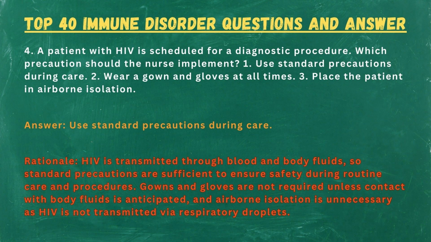Rationale. HIV is transmitted through blood and body fluids, so standard precautions are sufficient to ensure safety during routine care and procedures. Gowns and gloves are not required unless contact with body fluids is anticipated, and airborne isolation is unnecessary as HIV is not transmitted via respiratory droplets.